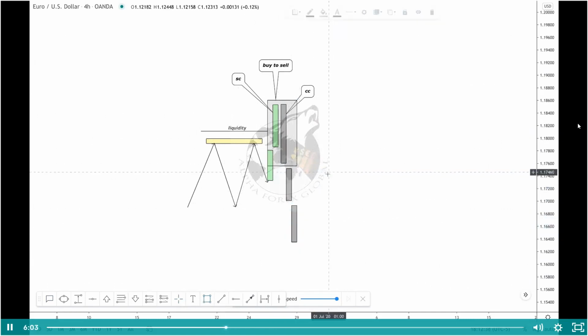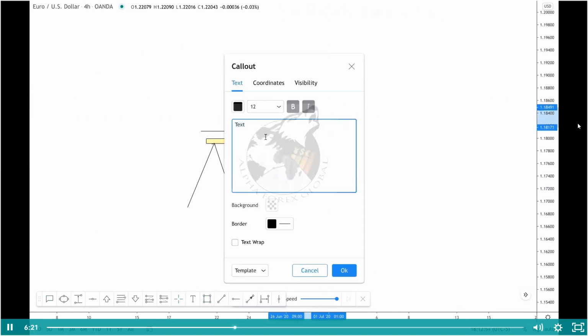All right, so this is the market. The market pushed down right after this manipulation, and then this order block right here, let me label that. So this would be an order block. The order block consists of the sponsor candle and the confirmation candle. OB stands for order block, right?